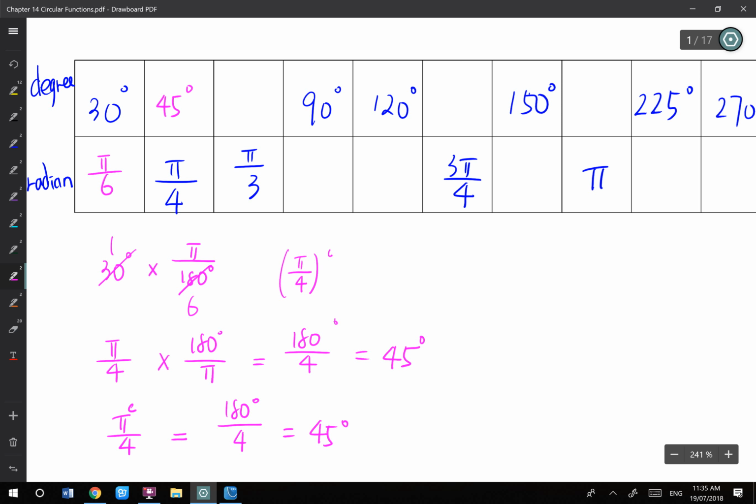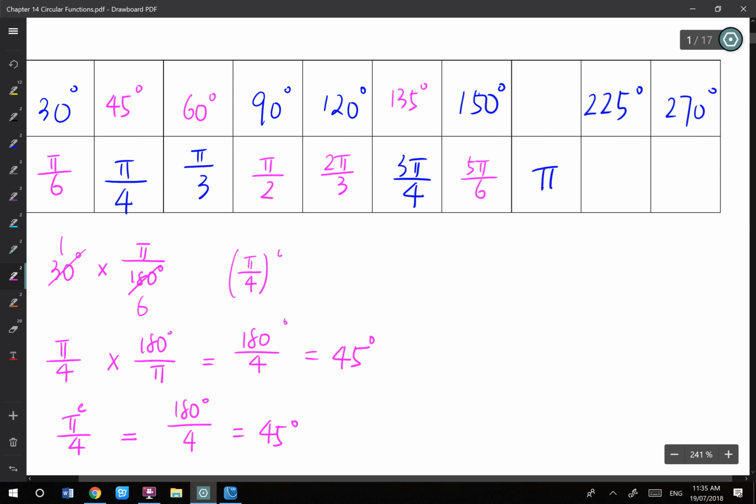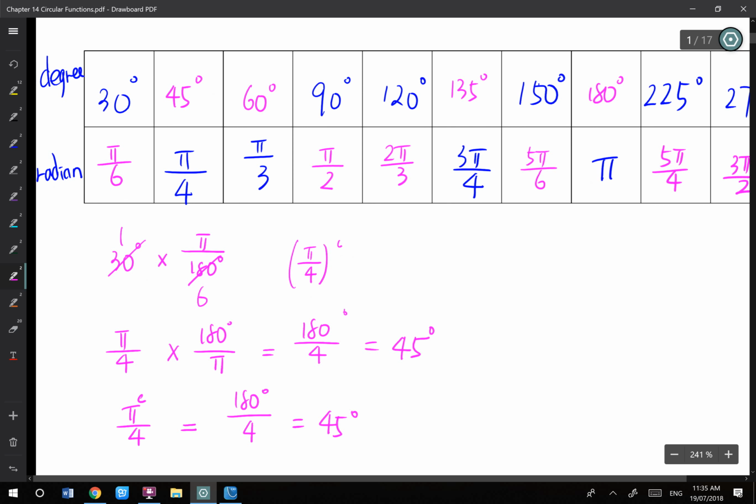What's pi on 3? 60? Okay, what's 90 degrees? Okay, 120? Yeah. 3 pi on 4? 150? Pi? 225? And 270? Yep, good. All of these, they are special angles.